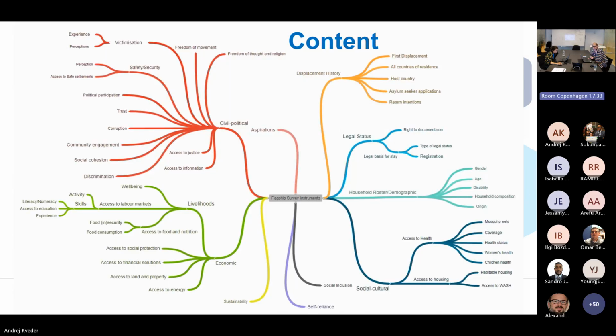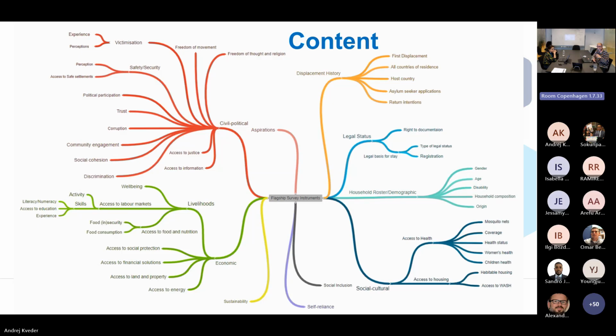To give you a brief context, I know that this is hard to read. There's a lot to say. What we said is that the Forced Displacement Survey is multi-topic. It's trying to cover major elements of the living conditions of the refugees, from economic, social, cultural, civil, political.